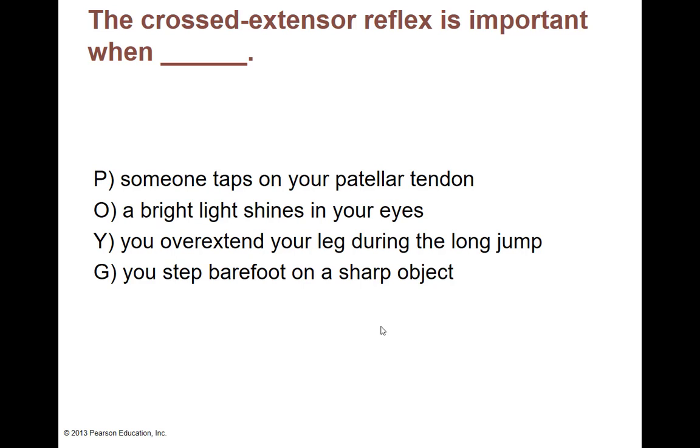The crossed-extensor reflex is important when what? This was my example too. You step barefoot on a sharp object. That's when you're going to pull one foot back, or the one leg back, and then you're going to extend the other leg to support all your weight.